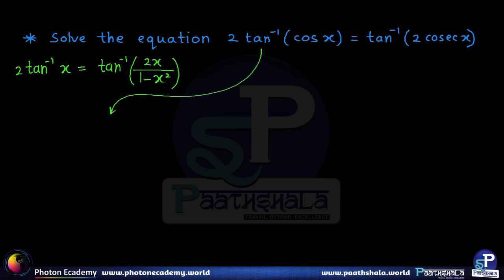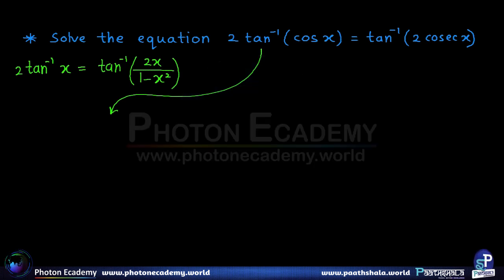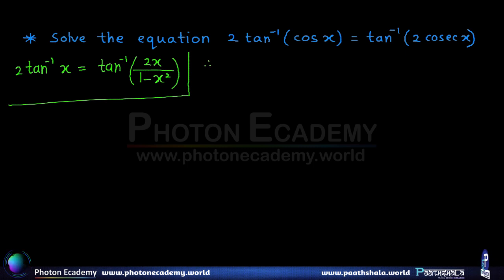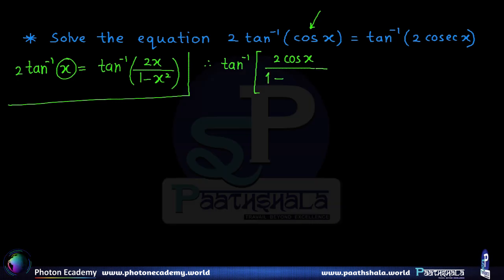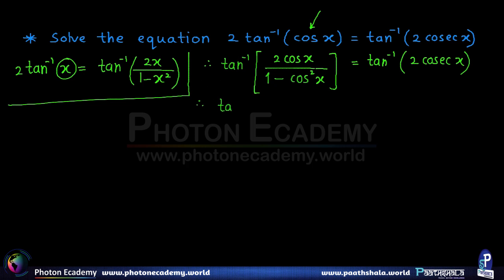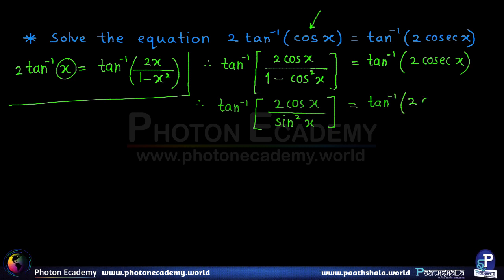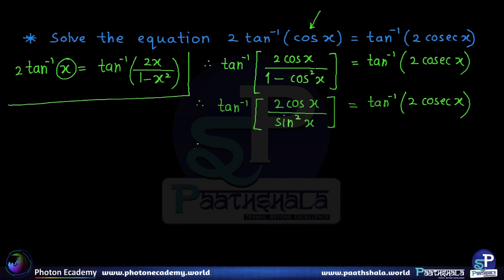So let us start off with the LHS, or rather we can just write it here itself. We can write this as tan inverse of 2 cos x, where whatever is x in the formula is actually equivalent to cos x here. So we replace x with cos x in this formula, and the denominator is 1 minus cos square x, equal to tan inverse of 2 cosec x as it is. So we have tan inverse of 2 cos x upon 1 minus cos square x, which is clearly sin square x, equal to tan inverse of 2 cosec x. Now removing tan inverse from both sides, we have 2 cos x upon sin square x is equal to 2 cosec x.